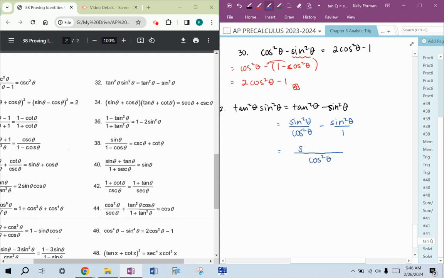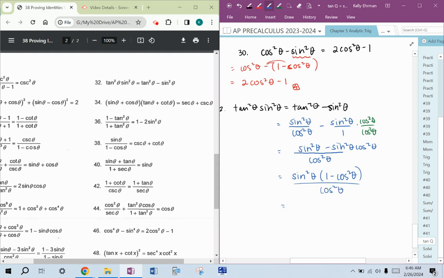The first fraction has the denominator, needs no adjustment. The second fraction would need to get multiplied by cosine squared over cosine squared. So that becomes minus sine squared theta cosine squared theta. And I don't see any identities up here, but I should also check for factoring. I can factor out a GCF, sine squared theta. That would leave me with 1 minus cosine squared theta over cosine squared theta.